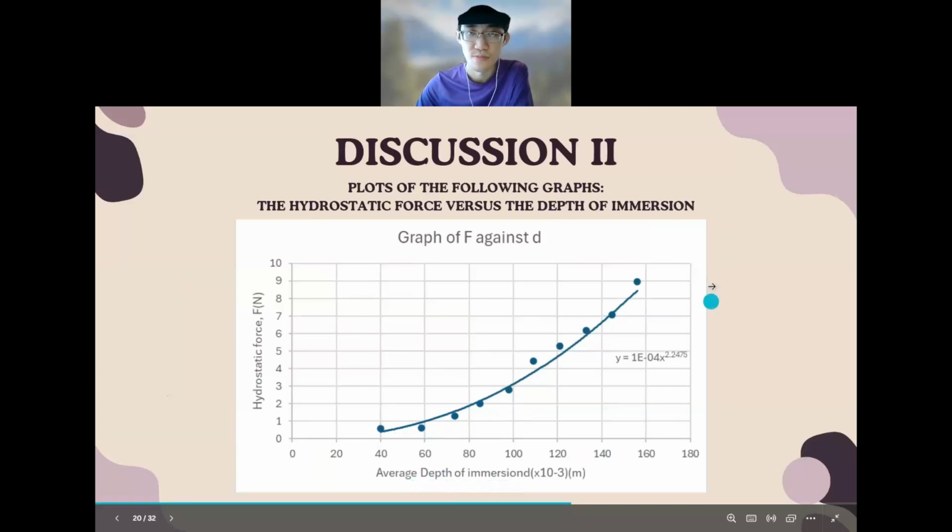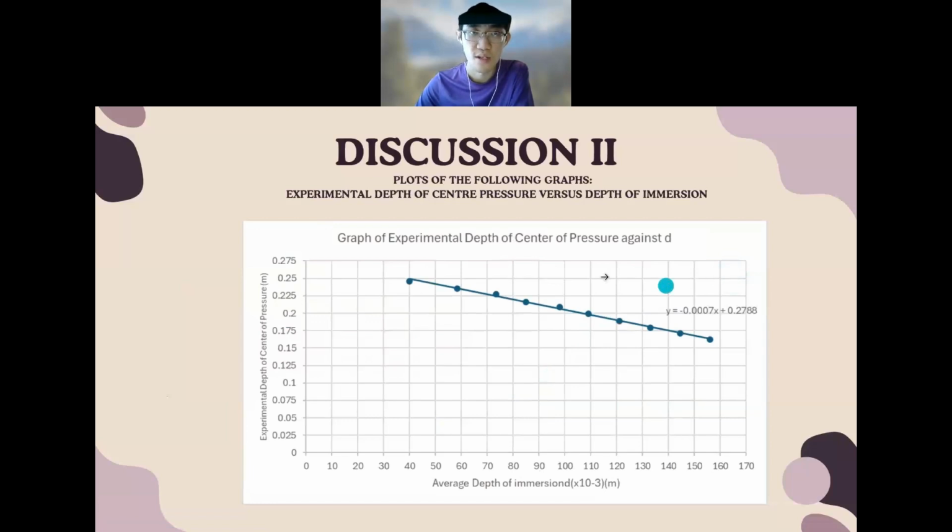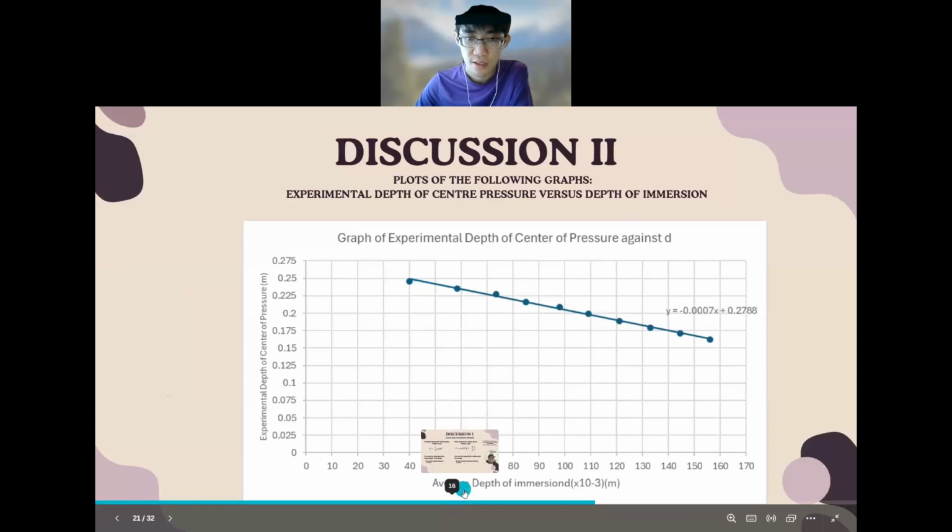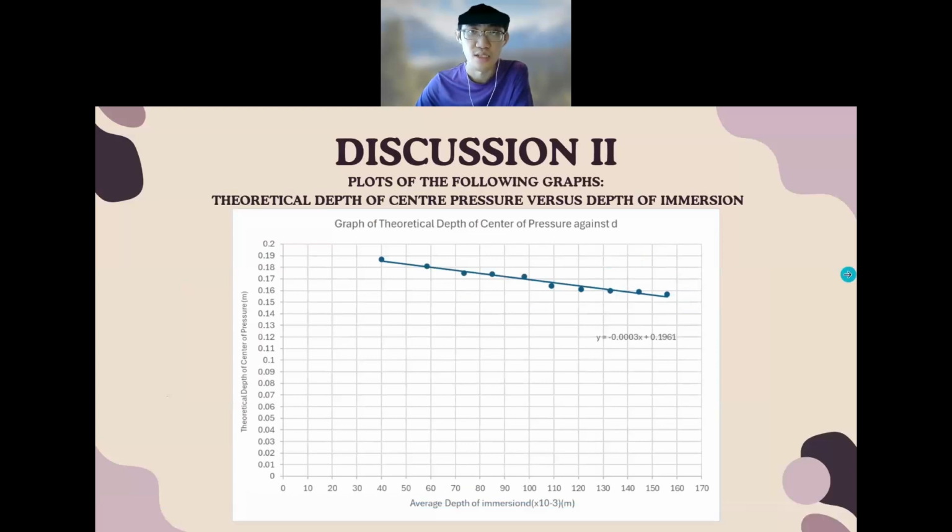The next graph is the graph of experimental depth of center of pressure versus the depth of immersion. From the graph above, we also can conclude that the experimental depth of center of pressure is inversely proportional to the average depth of immersion, which means the experimental depth of center of pressure linearly decreases when the average depth of immersion is increasing.